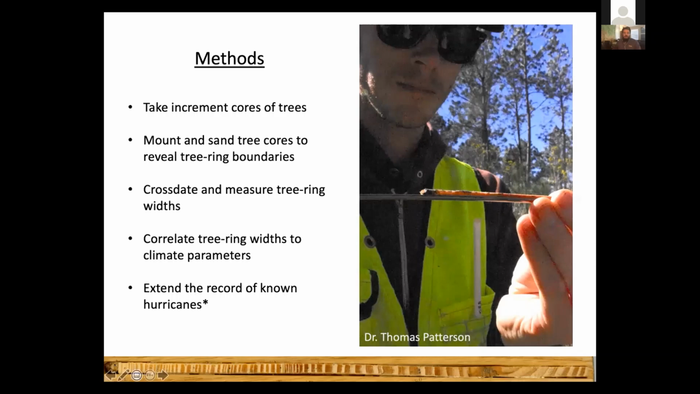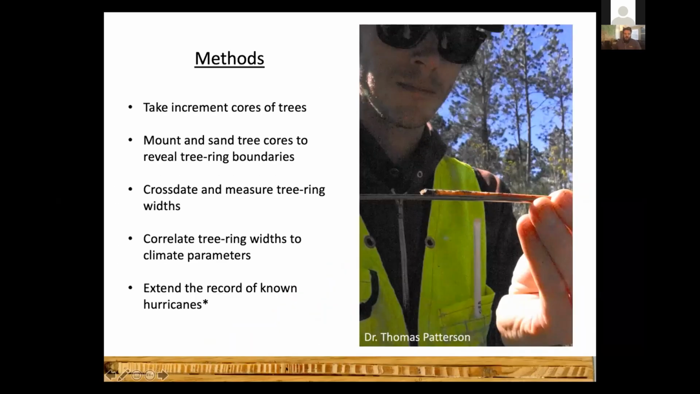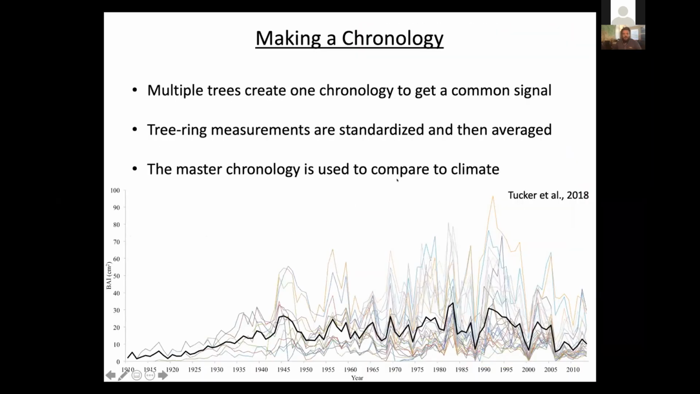So a tree core that's been mounted and sanded, you can see all of the rings of this pine tree in this core. You can also see each light and dark band combination is 1 year of growth. So you can see this tree goes back to 1945. And there are periods of growth where there's much less growth here in the middle of the core, and that changes throughout its lifetime. We can measure the size of these rings and get what we call a chronology.